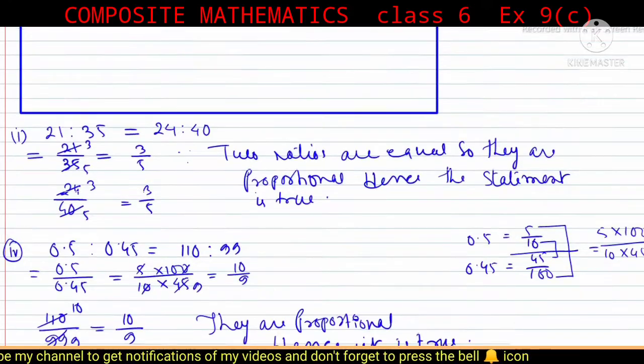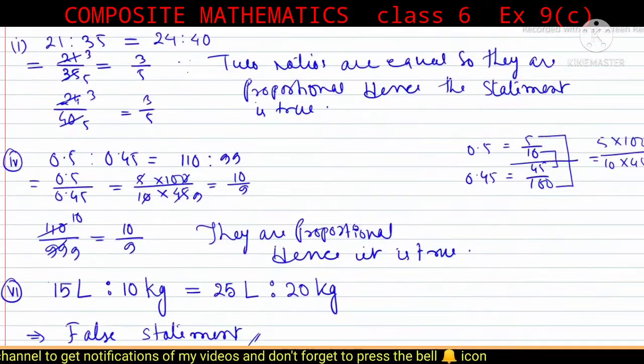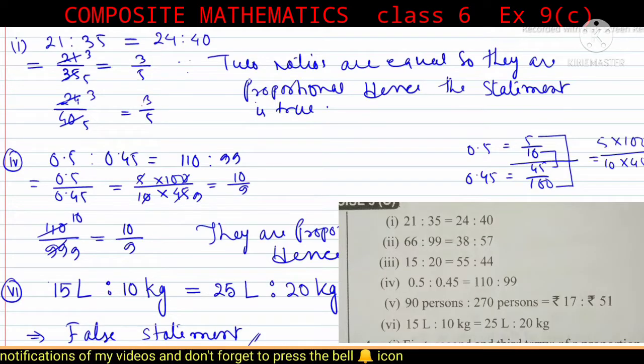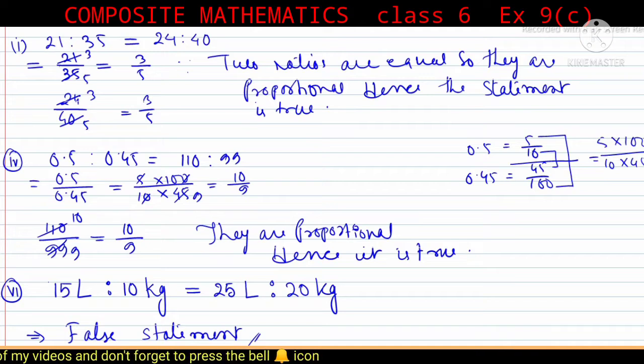So we are going to do question number 3. So what is given, what is written in the question number 3? We have to find out whether it is true or false. So how we will find out? First, given ratio of 21 is to 35 and 24 is to 40, both are equal, that means they are proportional.